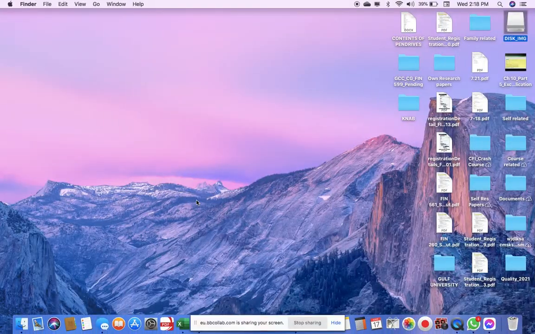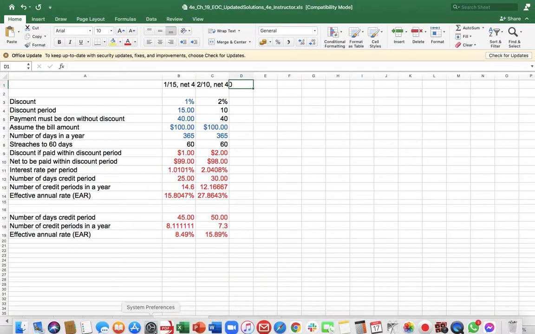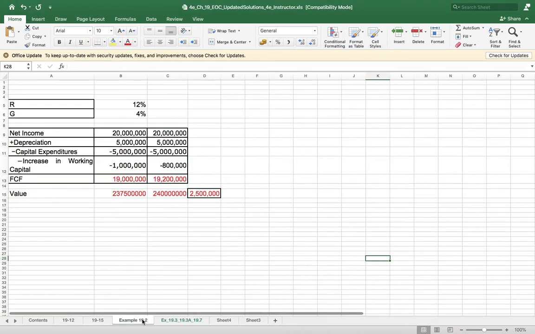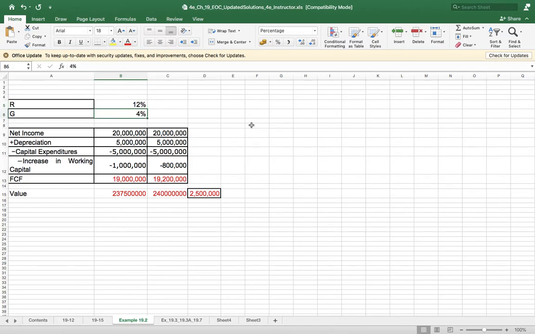Before going to this, we can do this through the spreadsheet. This is example 19.2. That's why I was taking time for doing all these representations. You see, cost of capital is equal to 12%, given in the question. All clear? Growth is 4%, given in the question. Now, the net income of the company is 20 million in both the scenarios. Scenario 1 is the original working capital. Scenario 2, reduced working capital.